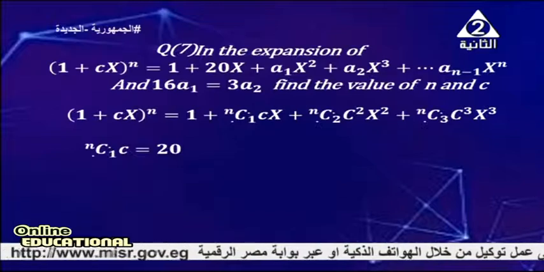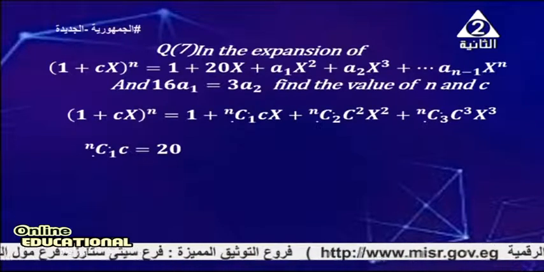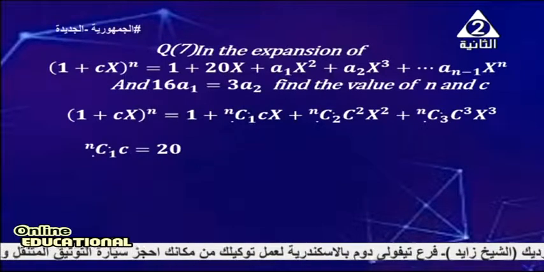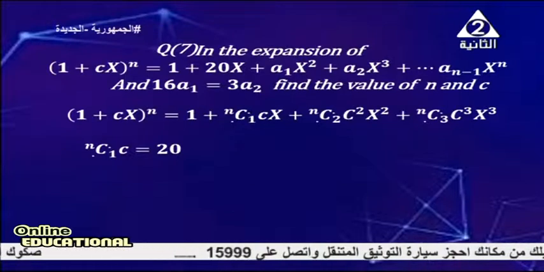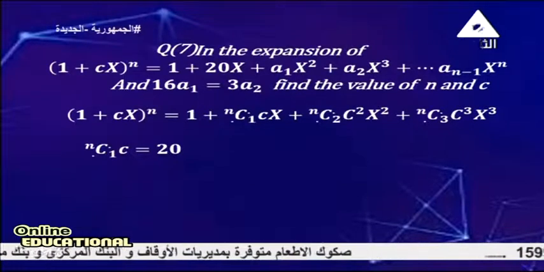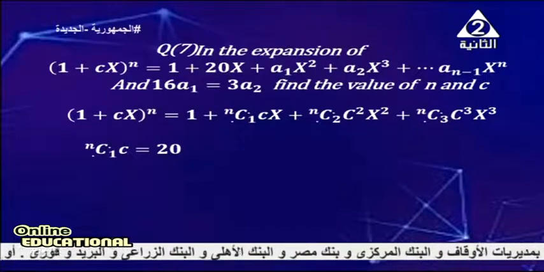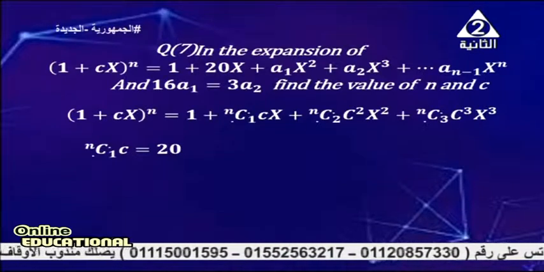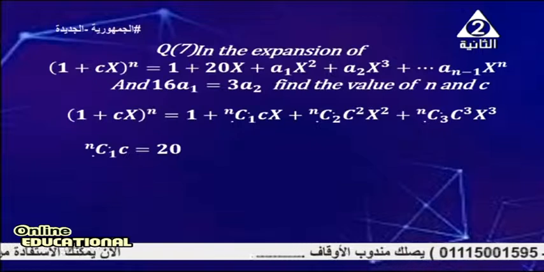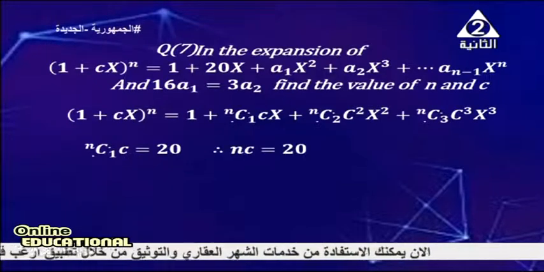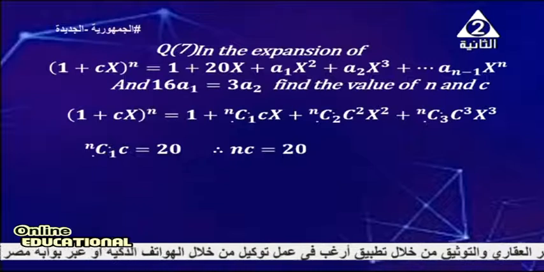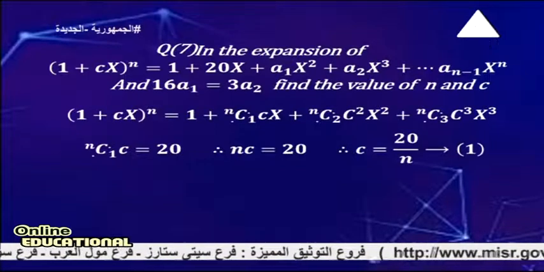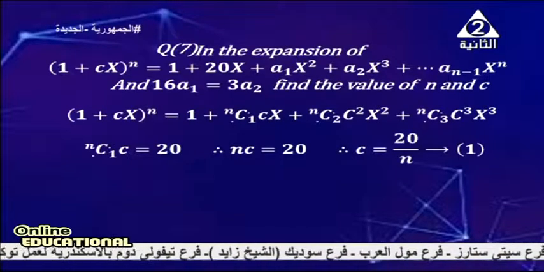Then nC1 c is the coefficient of x, and from the given it is 20x. When expanding, the second term is nC1 c x. Therefore, from the given, nC1 c equals 20. Therefore, nC1 equals n, so nc equals 20. Therefore, c equals 20 over n. This is the first equation.